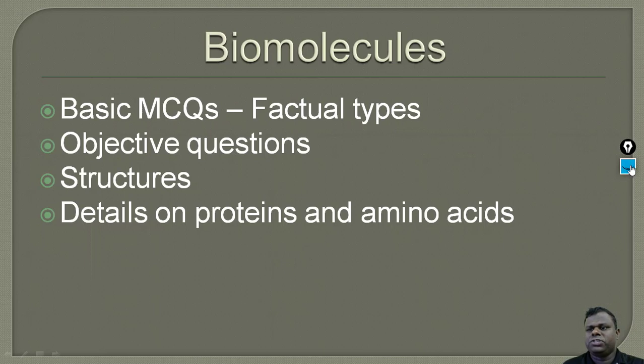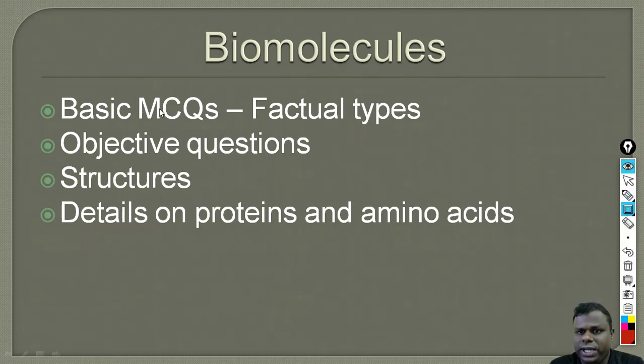The type of questions which have generally appeared in the paper is basic MCQs. They are the factual types. They may ask you the linkage in the DNA molecule, like the linkage of base, sugar and phosphoric acid, phosphodiester linkage at what positions and so on. And then objective questions, very simple ones, structures of disaccharides, or any one of the polysaccharides has already been asked, right? So they are not difficult provided that you know how to handle those structures.